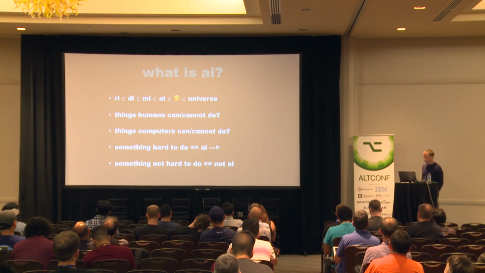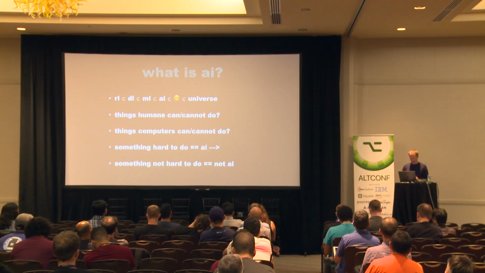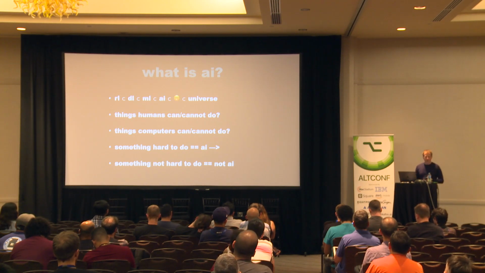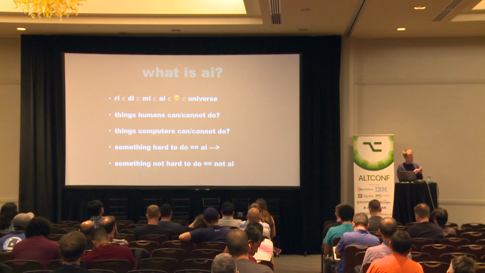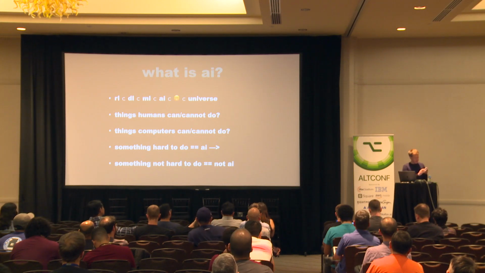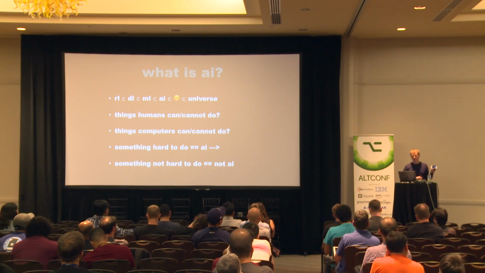I think broadly what we want to do is say that something hard to do is AI, but we don't really know a good way to say that. The flip side, we might say, is that something not hard to do is not AI. So, does anybody know what 6 times 7 is? You can say it. 42. Okay. And does anybody know what 42 to the 42nd power is?